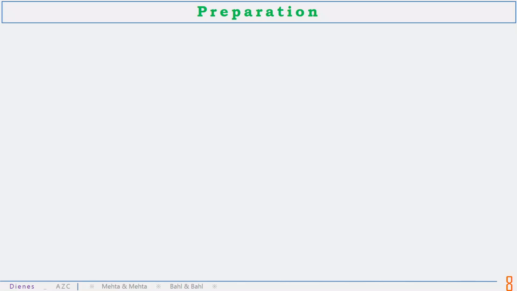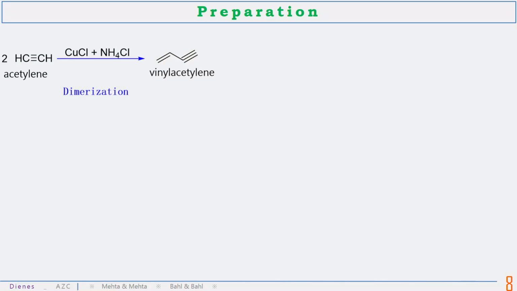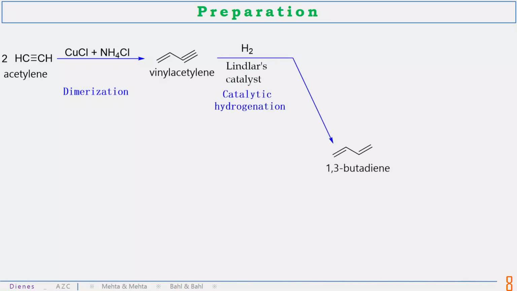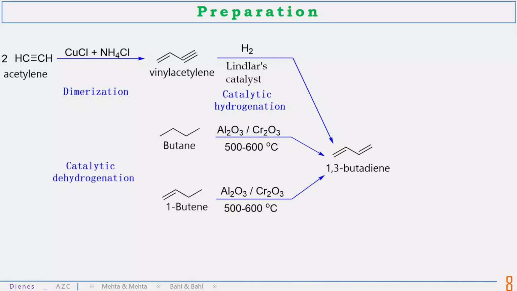Preparation of dienes. Dienes may be prepared from alkynes. Ethyne, on treatment with a mixture of cuprous chloride and ammonium chloride, dimerizes to vinyl acetylene, which yields buta-1,3-diene on catalytic hydrogenation. Catalytic dehydrogenation of butane, or 1-butene, on heating with alumina and chromium oxide at high temperature, results in the removal of hydrogen to give 1,3-butadiene.